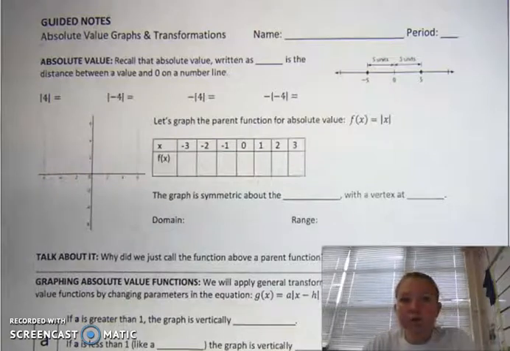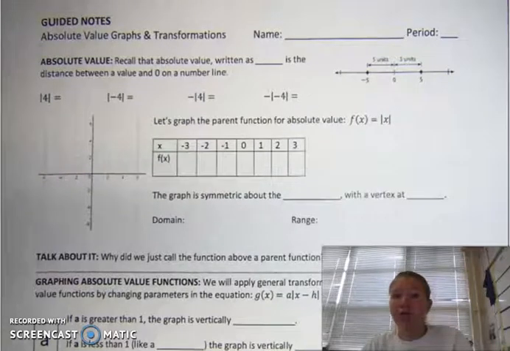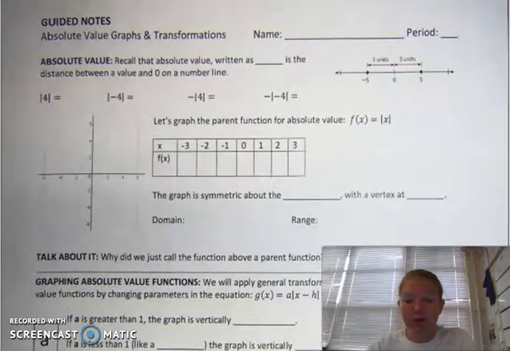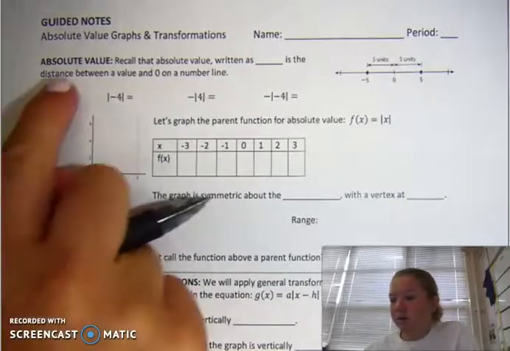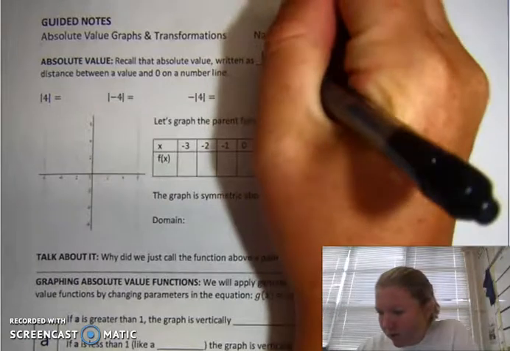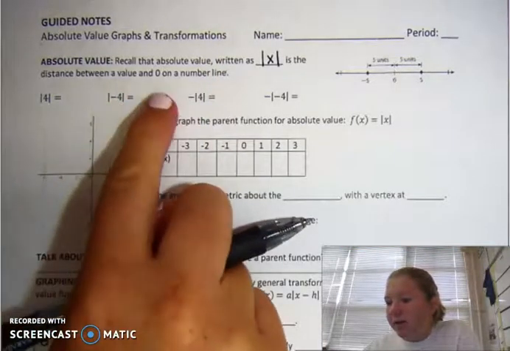Our goal for today is to understand absolute value graphs and transformations of the absolute value parent function. So a parent function is the most basic function out of a function family, and we'll get to that in just a minute. But recall the absolute value, written as those straight lines around x, is the distance between a value and 0 on a number line.